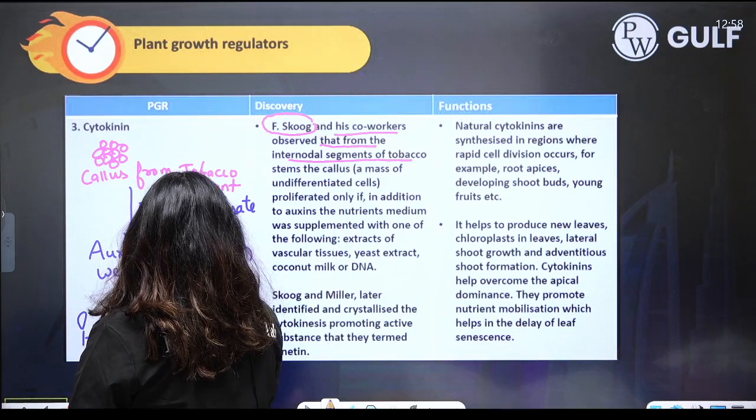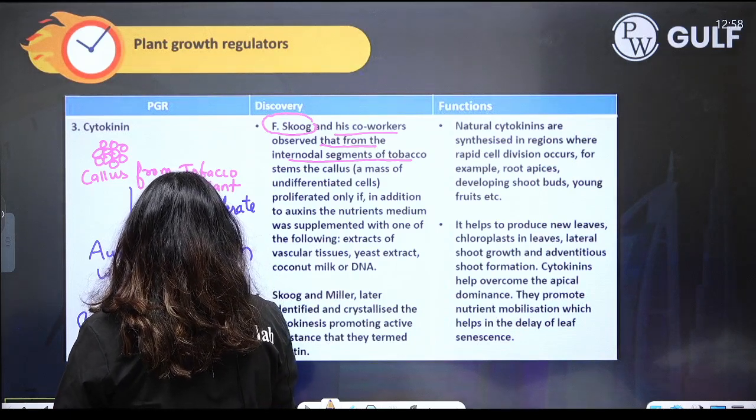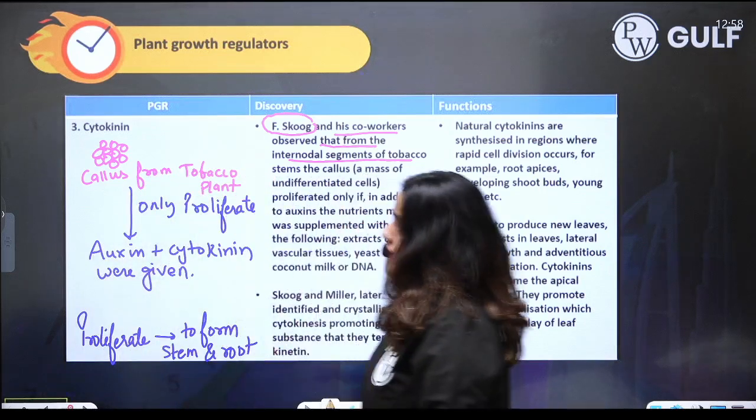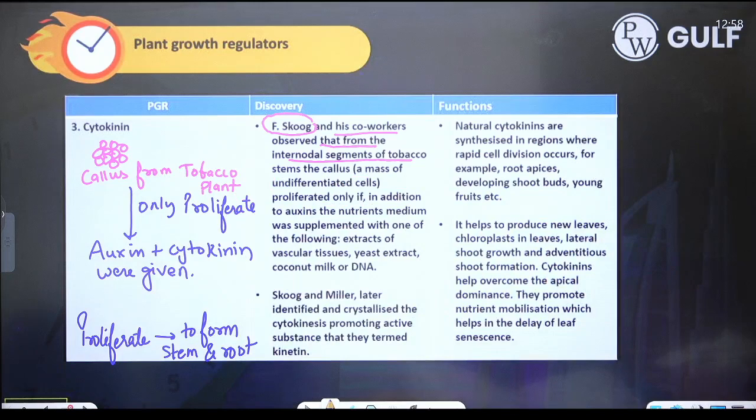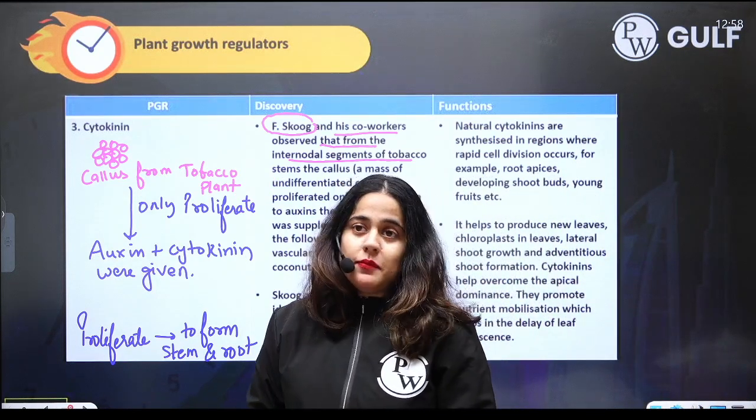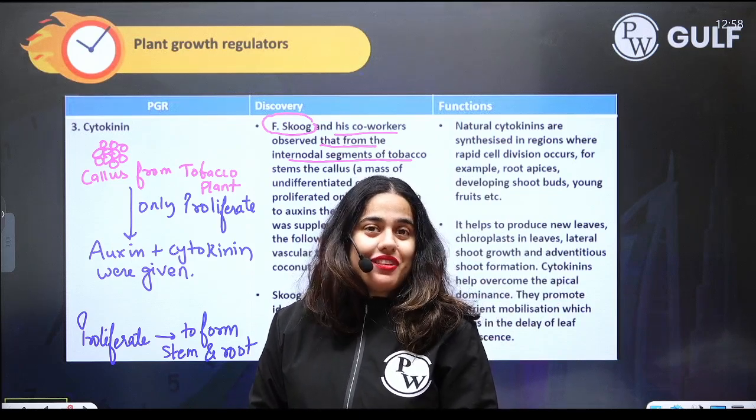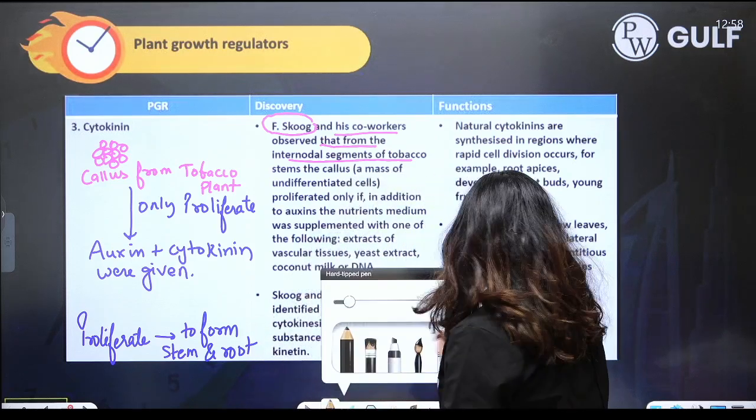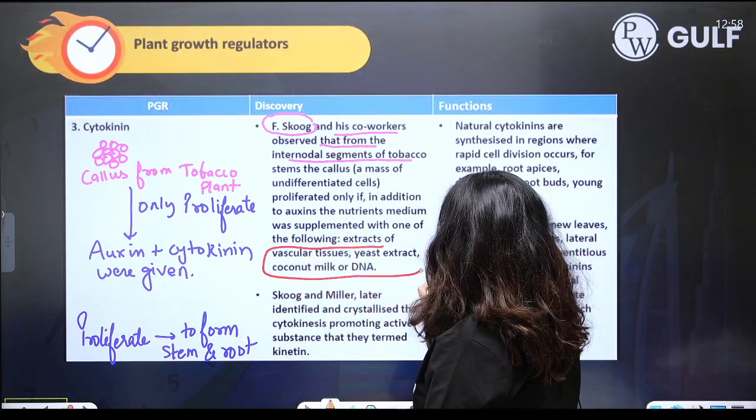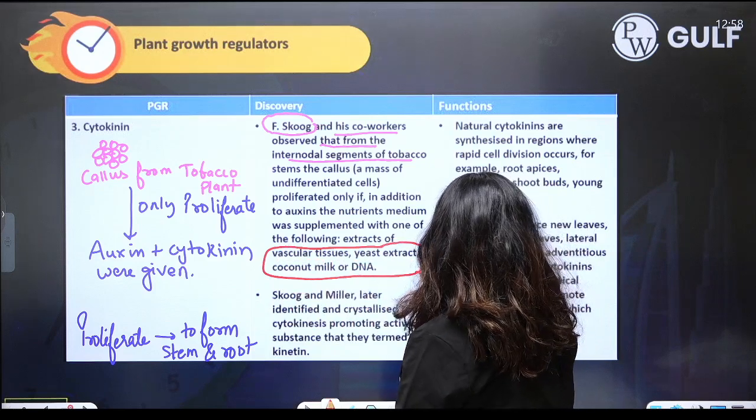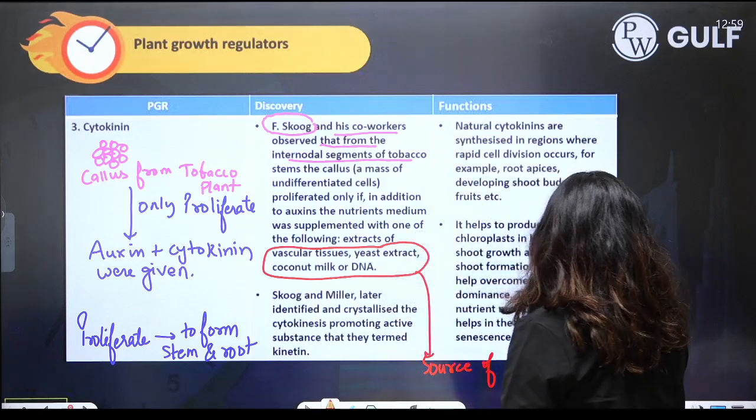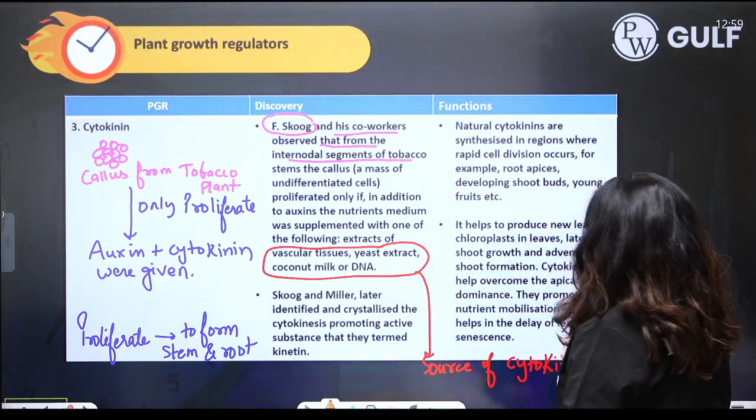So what they are saying is that this mass of cells from tobacco only made the stem and root when it was supplied with auxin as well as cytokinin. What is the source of cytokinin? Either vascular tissue, yeast extract, milk, coconut milk, or DNA. It's a source of cytokinin.